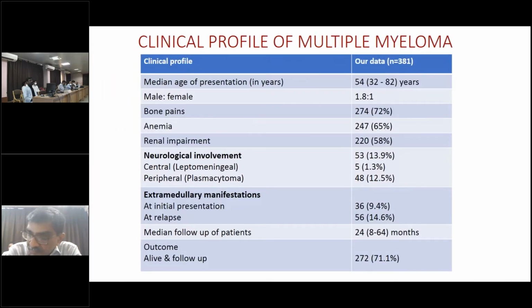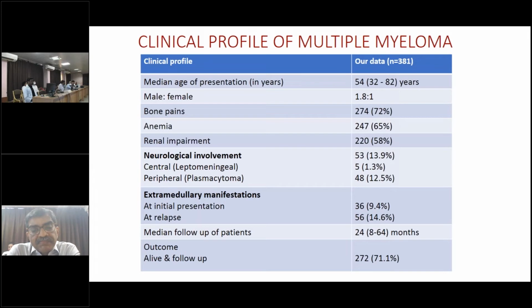Coming to the clinical profile of multiple myeloma, we had almost 381 cases treated in our department over the last 5 years, where the median age of presentation is 54 years, almost a decade lower than in the Western population. There was a male predominance, with anemia and bone pain being the most common manifestations. Renal impairment was seen in about 60% of patients, and neurological impairment in almost 13.9%, with peripheral neurological involvement, either in the form of compressive myelopathy via plasmacytoma or an autoimmune or immune deposition phenomenon via POEMS and amyloid, contributing to the minority of cases.